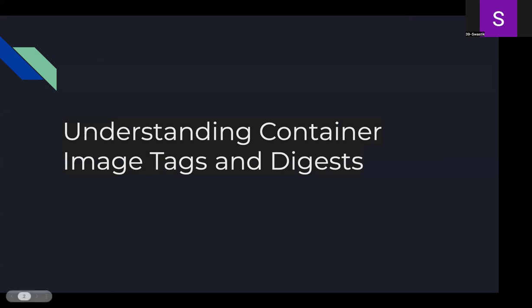In the container world, images are tagged for human-friendly version control by the container runtime. These tags are essentially names that we can easily refer to, but there's also a more precise identifier called a digest. The digest is a unique long string that ensures we are using the exact version of the container image.